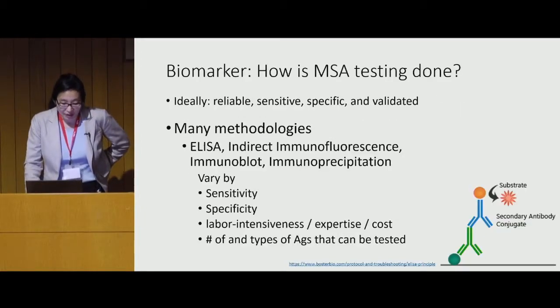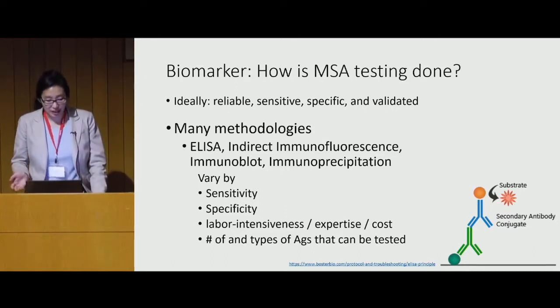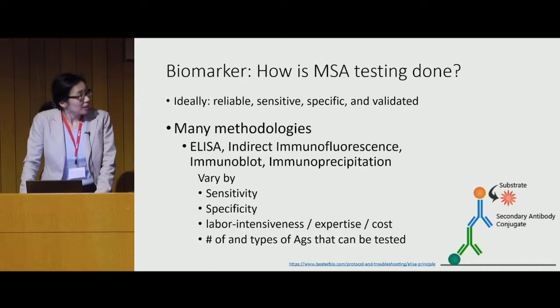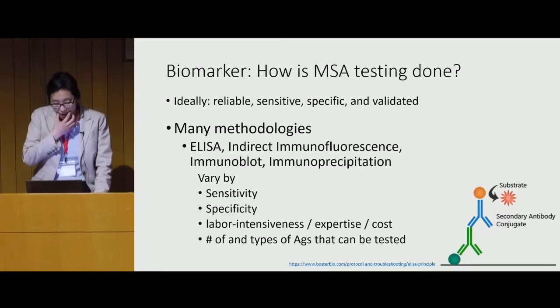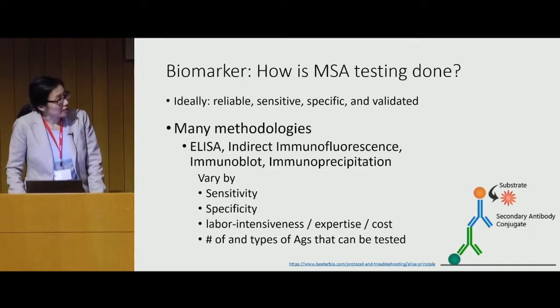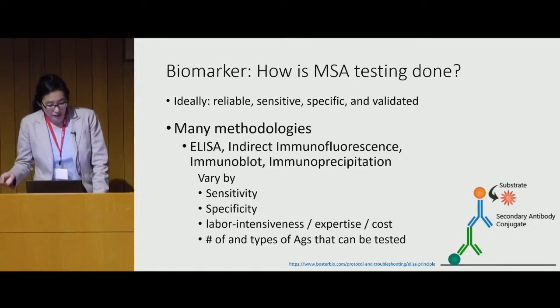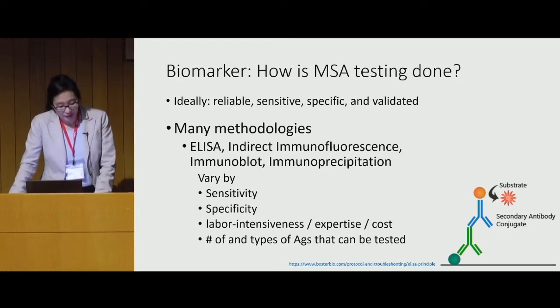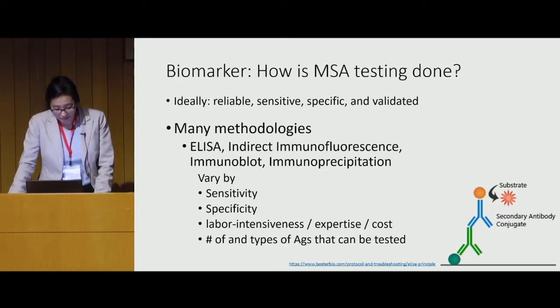So there are a lot of different ways to do this type of antibody testing, and there's a lot of specifics that we don't need to get into, but they vary by how sensitive they are, how specific they are. Sensitive means, are they able to detect it even if it's at lower levels, or will it miss some, so that even though they are there, it will say that it's negative? Specificity refers to how accurate it will be.